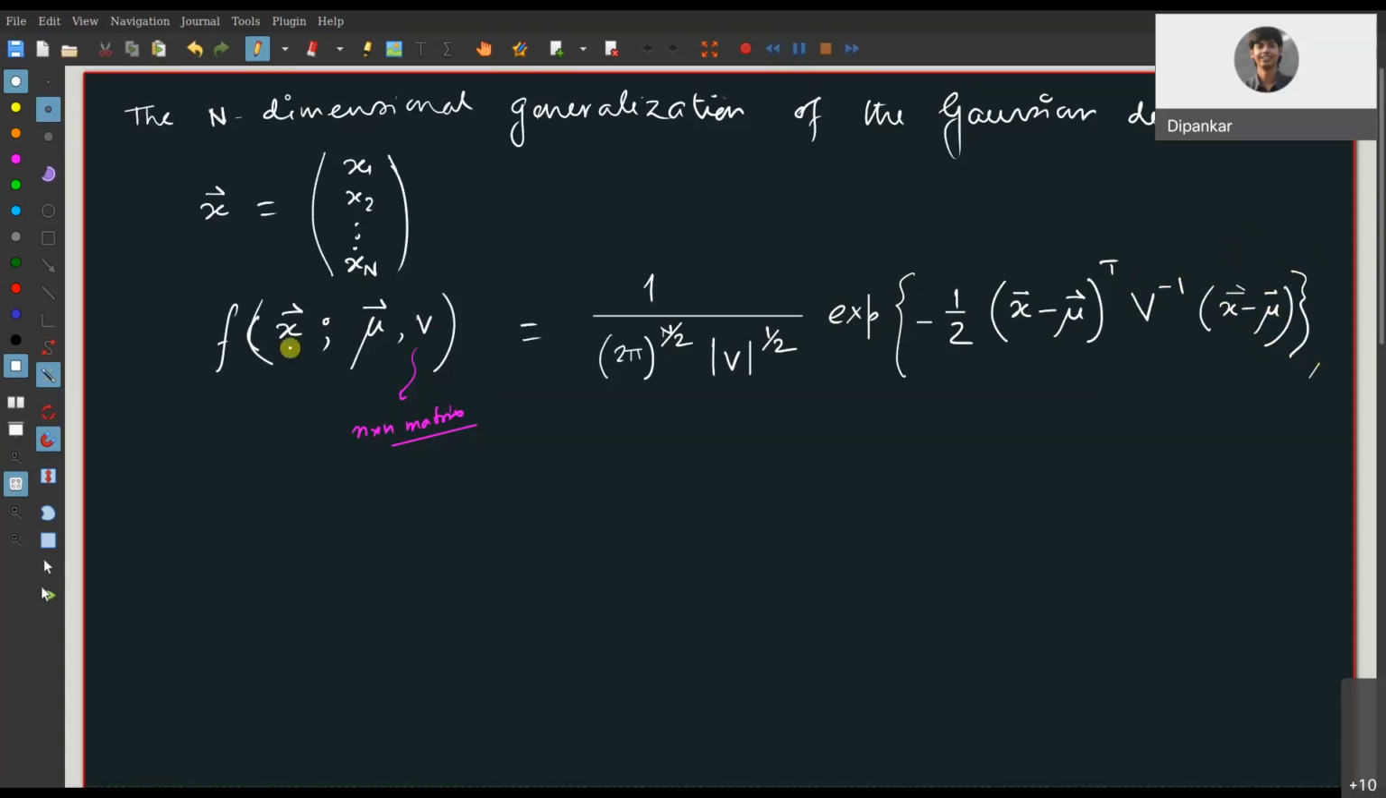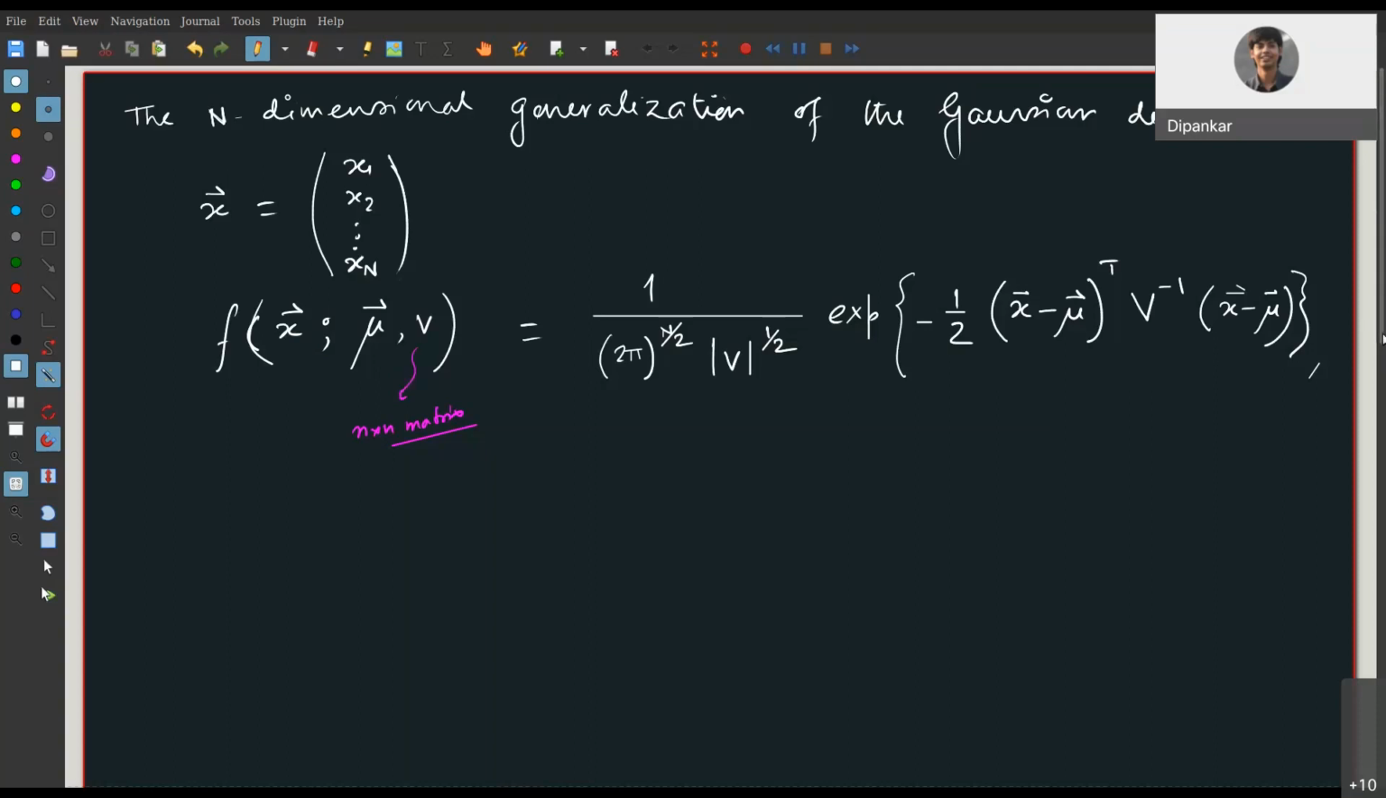So this x vector here simply tells you that there are n random variables, x1, x2, and so on and so forth. And this gives you the probability of finding simultaneously x1 between x1 and x1 plus dx1, x2 between x2 and x2 plus dx2, and so on and so forth. Okay, so this gives you that.